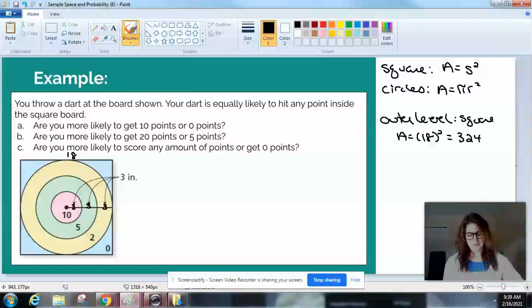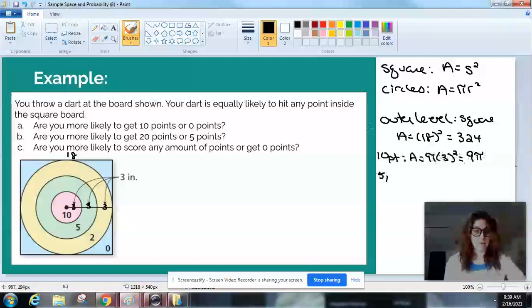Okay, so the 10-point ring, that's simply a circle, and that circle has a radius of 3. So pi times 3 squared, we're going to leave it as 9 pi for right now.